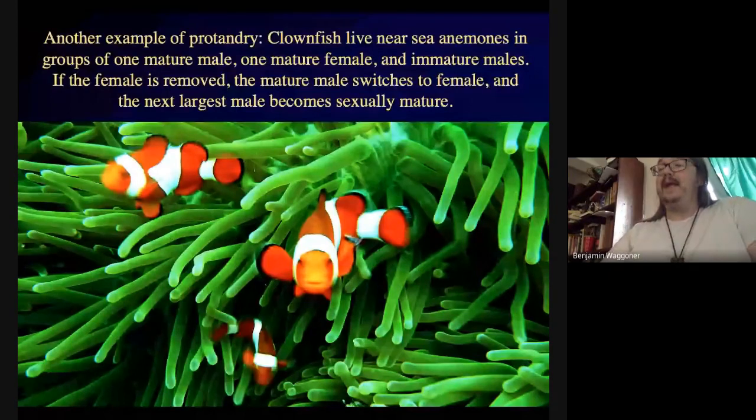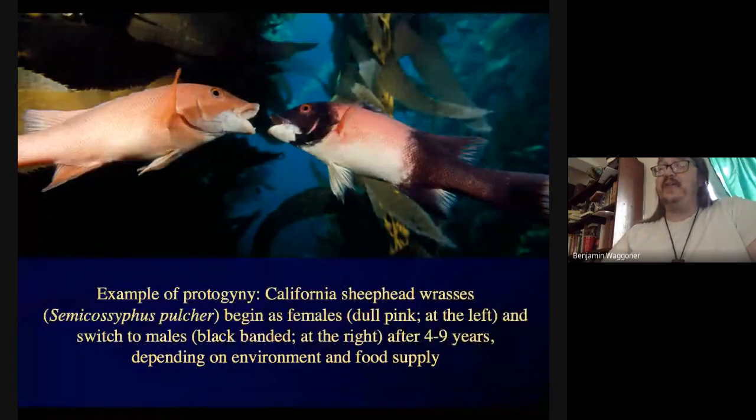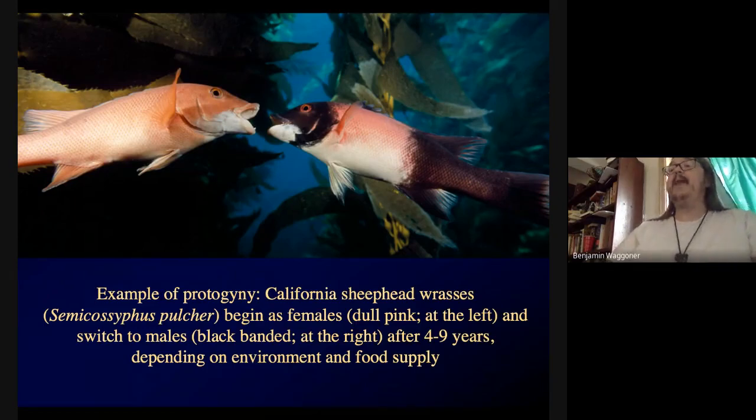If you want protogyny, here are some California sheephead wrasses. In the background, you might be able to see all of that dark leafy stuff. That is kelp, these seaweeds that can grow up to 100 feet long and form these groves on the ocean floor, these kelp forests. And California sheephead wrasses begin as females. There's one on the left. She's the one that's kind of salmon pink. After between 4 and 9 years, they switch to males. And you can tell the males because they develop those black bands on the head and the tail. So you've got a male over there at the right.